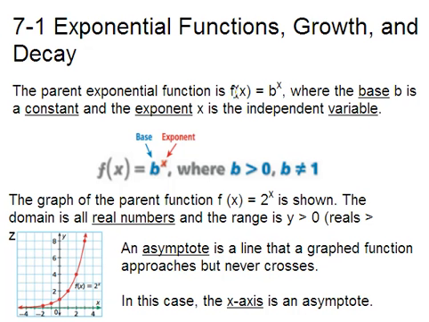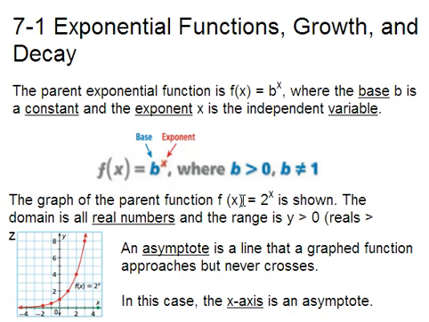f of x equals, or remember, f of x is really like y, equals b, where b is some number, to the power of x, where x is the variable. And we call the b a base, and that's going to be a constant. And then our exponent x is the variable. And so it looks something like this right here. b is greater than 0 and b is not equal to 1. And we have an example here.